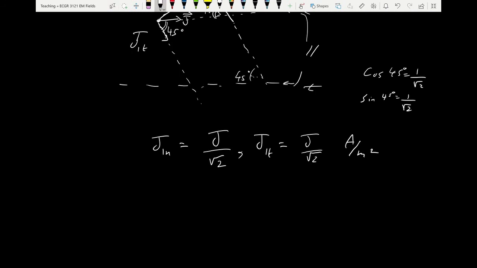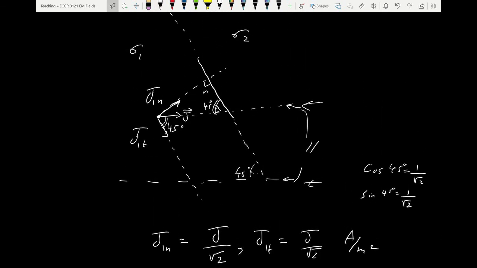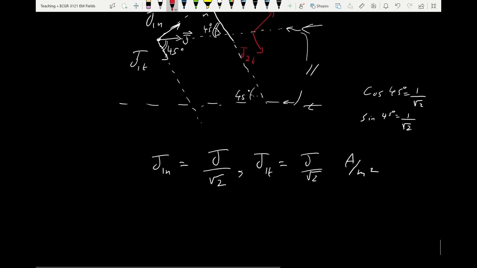So I found the tangential and normal components just before the interface. What about now the tangential and normal components? This is J2n and this is J2t, right after the interface. Okay, what would those be?